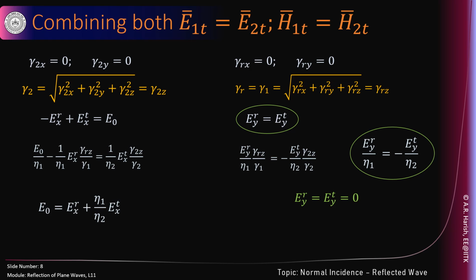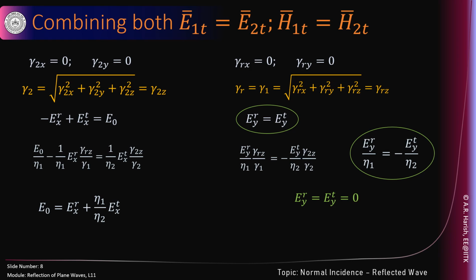How about this result now? That's easy. We will rearrange this, E0 equal to EXR. Multiply the whole thing by eta 1. You get eta 1 by eta 2. Gamma RZ by gamma 1 and gamma 2Z by gamma 2 will be unity. Therefore, you have a nice result. You have two simultaneous equations in terms of ERX and ETX. E0 is known. Why?